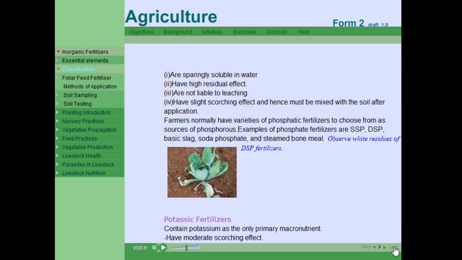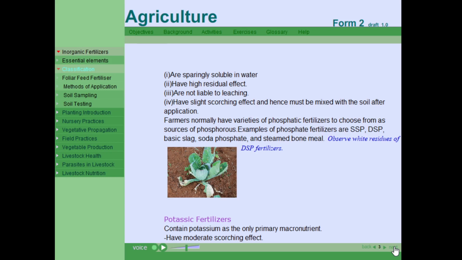Phosphate fertilizers contain phosphorus as the only primary macronutrient. Characteristics of phosphate fertilizers are: sparingly soluble in water, have high residual effect. Observe residues of DSP remaining in the soil after harvesting. They are not liable to leaching. Observe the SSP granules remaining despite presence of infiltration water. They have slight scorching effect and hence must be mixed with the soil after application.